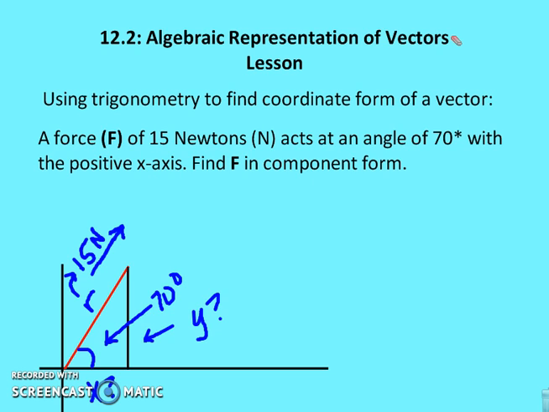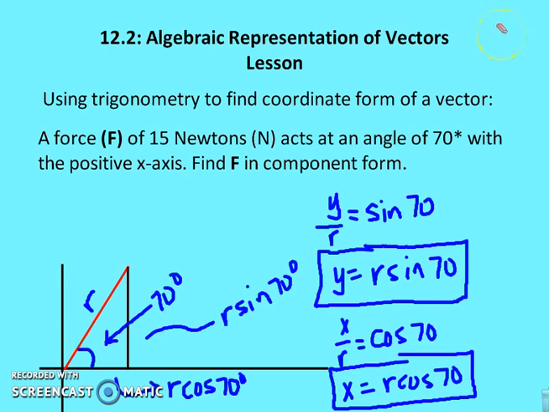All right, so what I want you to do is see if you can use trigonometry to find the coordinate form of a vector. So we're going to back into the coordinate form. The magnitude of the vector in red is 15 newtons, and it's at an angle of 70 degrees with the positive x-axis. Find F, the force, in component form. I've given it to you in magnitude, and I've identified the general direction by giving you an angle measure. Let's see if you can find the component form of this vector. I'm going to pause here.